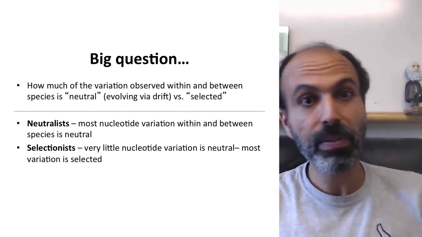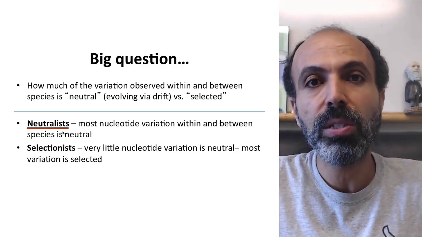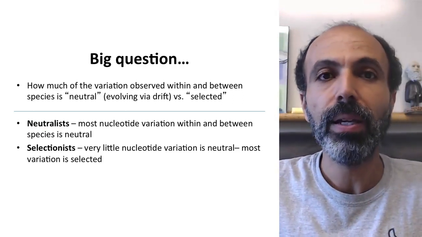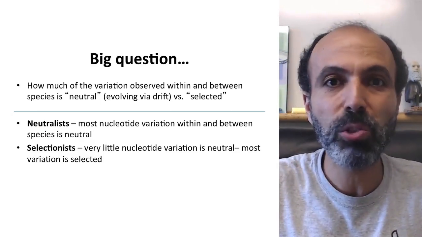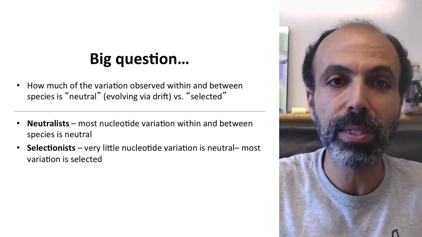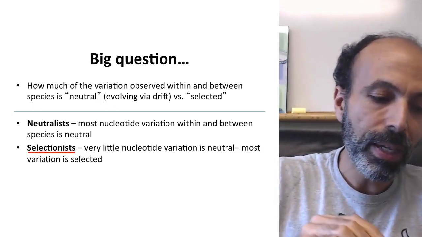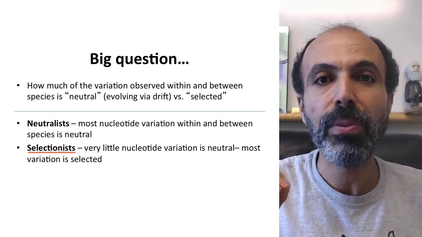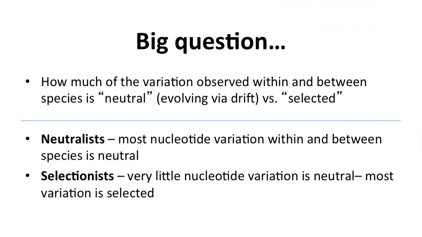Well, there are two schools of thought, as I mentioned before. There's the neutralist school of thought, that most of the variation that you see within and between species is neutral and is evolving by the action of genetic drift. So if a mutation arises, its probability of eventual fixation is equal to its allele frequency. It bebops around and maybe gets lost, maybe gets fixed. In contrast, there's the selectionist view, which suggests that very little of the nucleotide variation that we see within or between species is neutral, that actually most of it is selected.